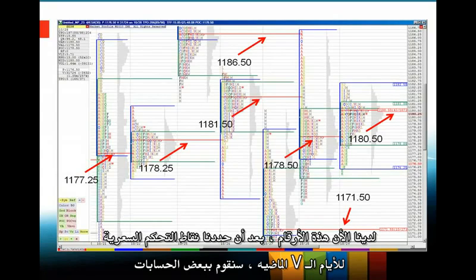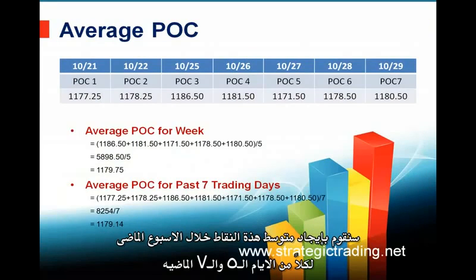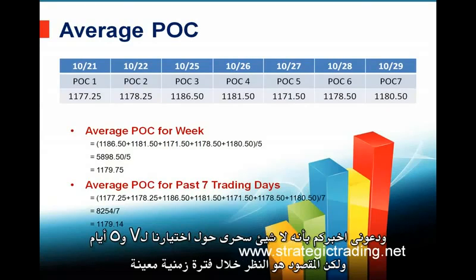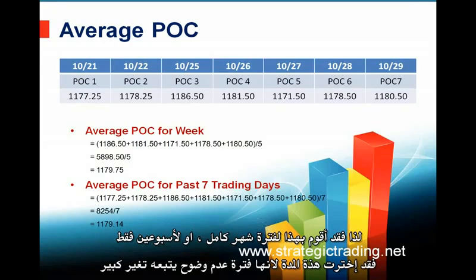Now that we have this information, we've identified all of our points of control for the past 7 days. What I'm going to do is a very simple calculation. I am going to average my points of control for the past 5 days, meaning for the entire week, and I also am going to do it for the past 7 days. Now, I want to begin by telling you there's really nothing magical about 5 or 7. The key concept that I want to convey to you is that you want to look at things over a period of time. So I could be doing this for an entire month.